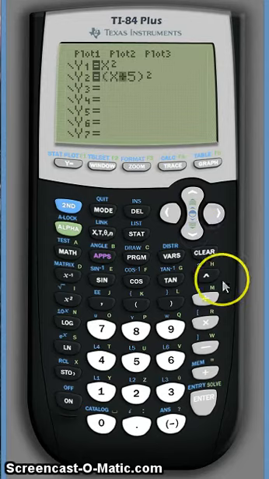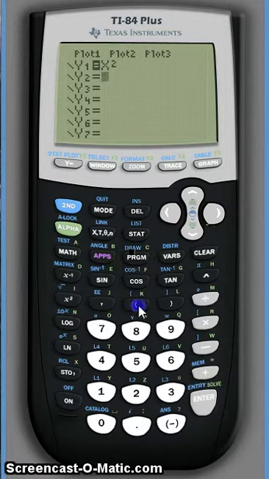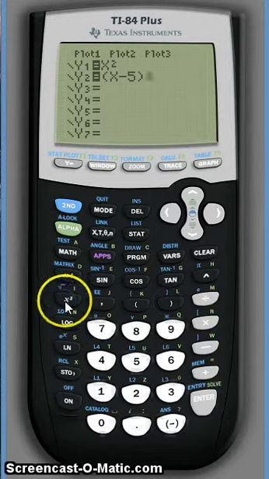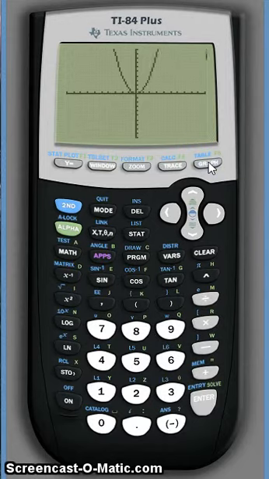When we change that plus to a minus sign, oops, it is x minus 5 squared, and we graph that, we will have a parabola shifted to the right by 5 units.